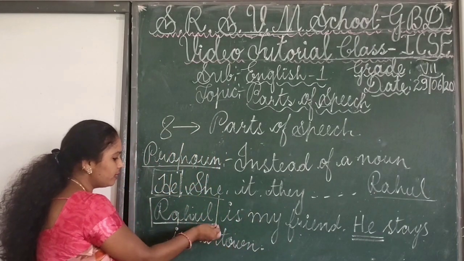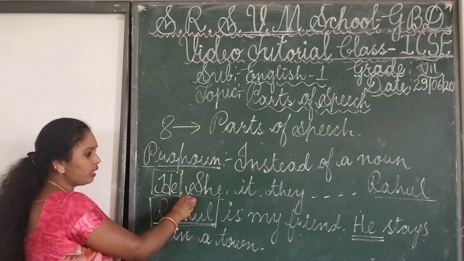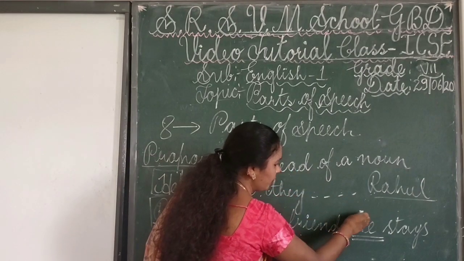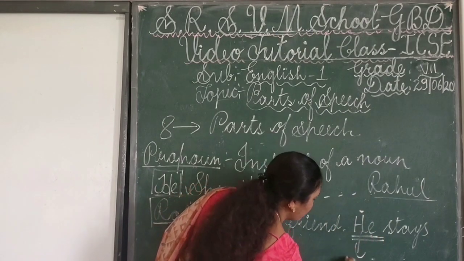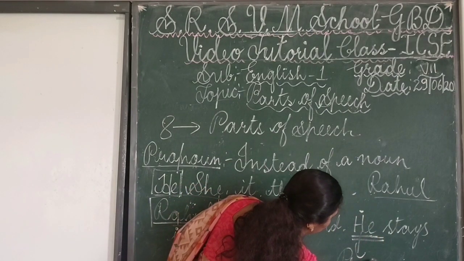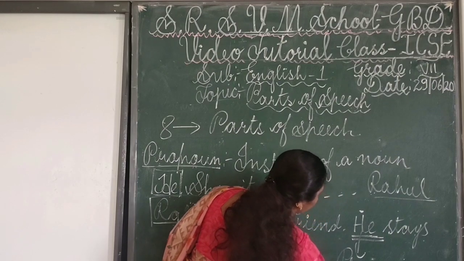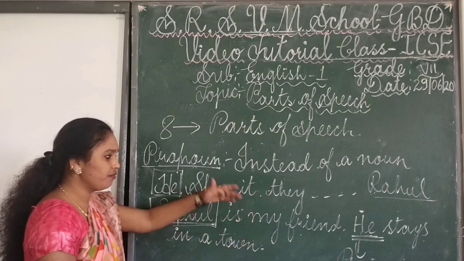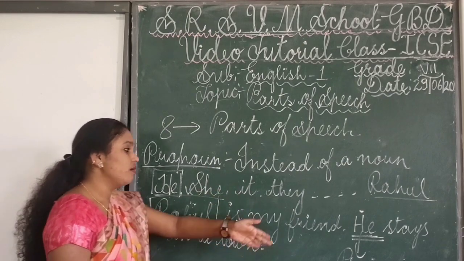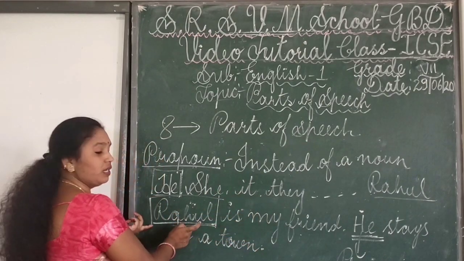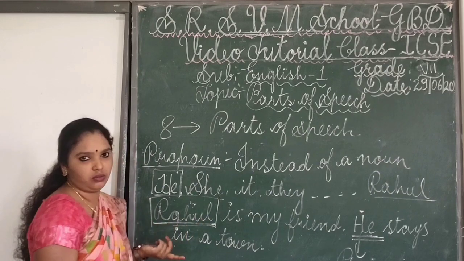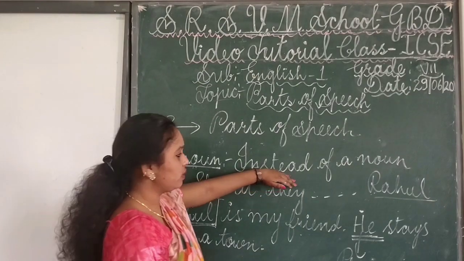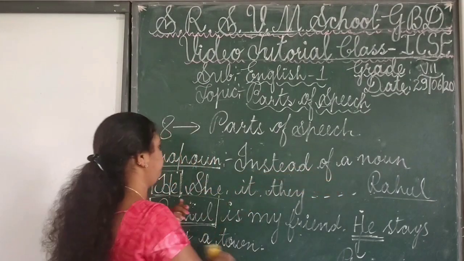Then, it is understood that we are talking about only Rahul, but instead of the word Rahul, we used the word he. That is a pronoun. So, the word he is a pronoun which avoids the repetition of the word Rahul or some noun. Do you understand now? A pronoun means it's a word that is used instead of a noun. Fine.